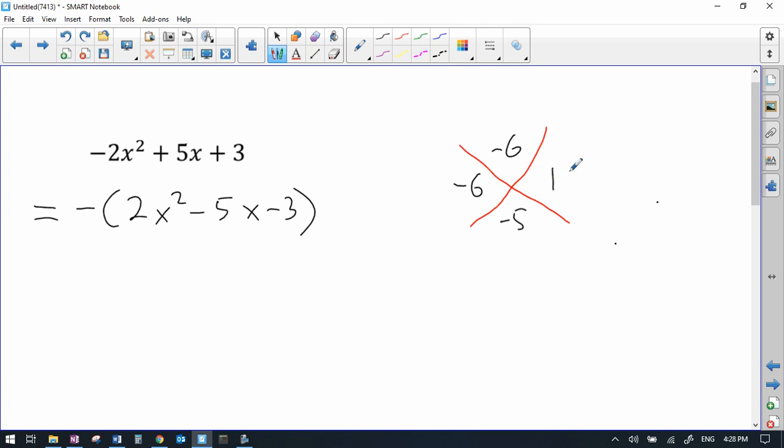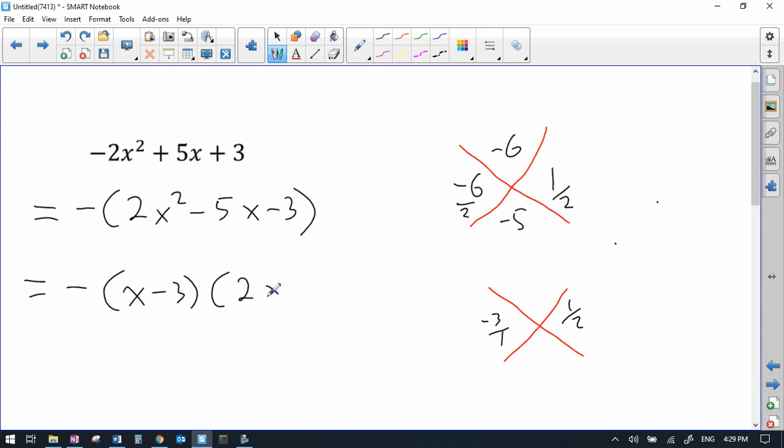Okay, take those two numbers and divide them. I mean, we can ignore this negative now because we're just factoring what's in the brackets here. Divide them by 2. Okay, and then I'll just redraw that, showing what it looks like. And it reduces. We get a half, and we get -3 over 1. Okay, because 6 and 2 both divide by 2. And that gives us our answer of x minus 3 and 2x plus 1.